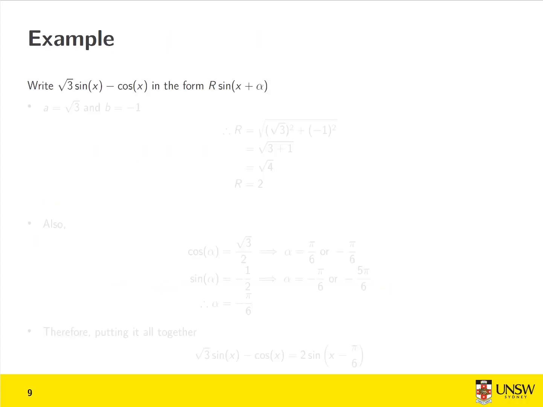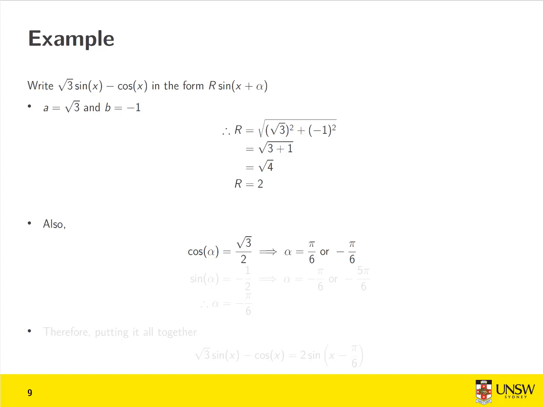Let's look at an example utilizing the auxiliary angle formula. Here we are asked to write the square root of 3 times sine x minus cos x in the form r times sine of x plus alpha. So in this case, a is the square root of 3 and b is negative 1. Using the formula, it follows that r is 2. To find alpha, first we have that cos of alpha equals the square root of 3 over 2.